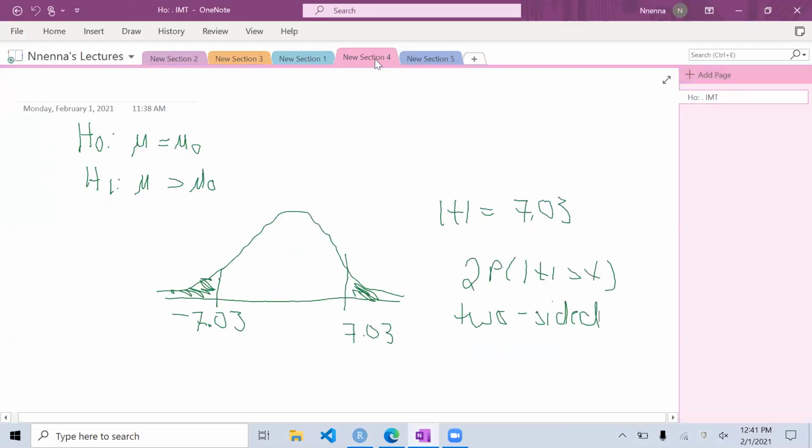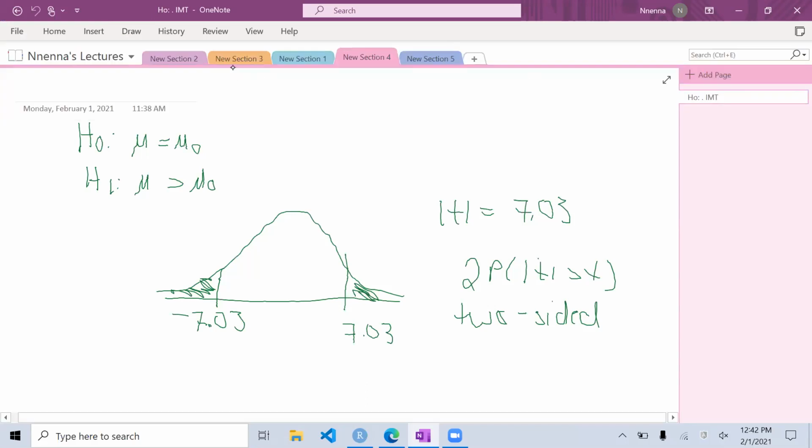Before, I was taking the absolute value of t, which means that it took 7.03 and all the values above it, as well as all the values below negative 7.03. But now, because it's a one-sided test, it's only really considering the values that are above. It doesn't really care about the values that are below. And so beforehand, what you were actually doing was 2 times P(T bigger than t). That's what you were doing beforehand.